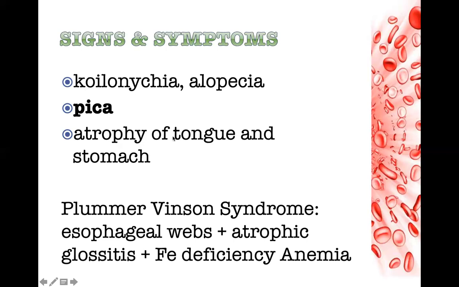It may also present with atrophic gastritis and glossitis. And there is a particular syndrome where you can see esophageal webs, atrophic tongue, and iron deficiency anemia. We call that Plummer-Vinson syndrome.